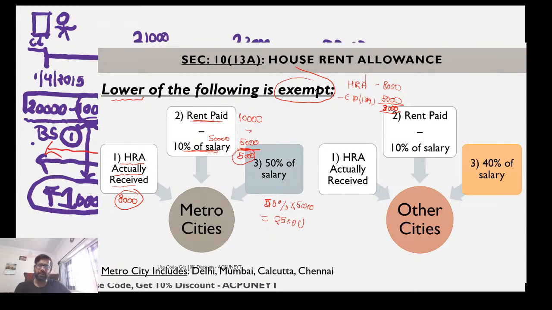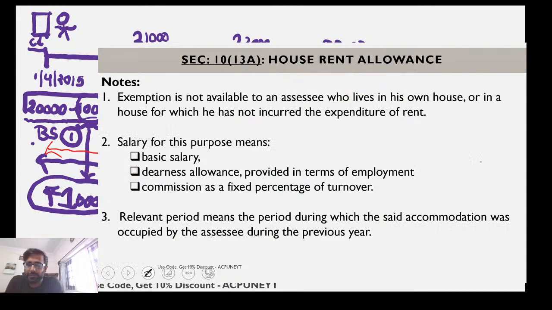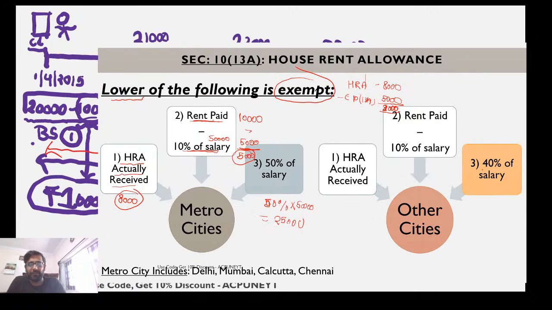Sir, what next point is given? The next point given is 40% of salary. Here they have made a bifurcation between metro cities and other cities. If you are staying in metro cities, your exemption amount will be different. What are those metro cities? Delhi, Mumbai, Kolkata, and Chennai. If you are staying in any of these four cities, what exemption will you receive? Actual HRA received, or rent paid minus 10% of salary, or 50% of salary, and the lowest of these is exempt.